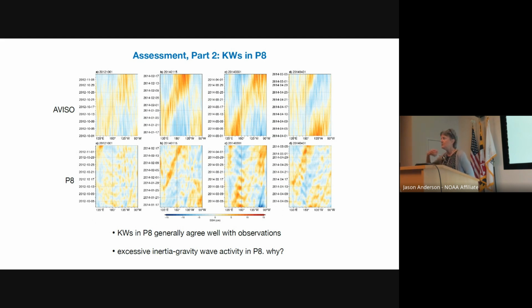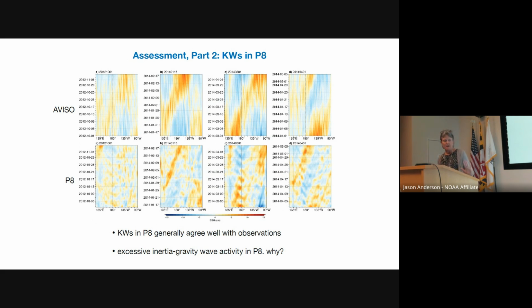So the Kelvin waves are being driven by the westerly wind event. And these are the results for the P8. You can see that there's definitely some correlation there. The model is producing Kelvin waves. We remain a little bit puzzled by what appears to be an excess of what we think is inertia gravity wave features in the P8. We don't know why this might be. It seems like a fairly robust feature.